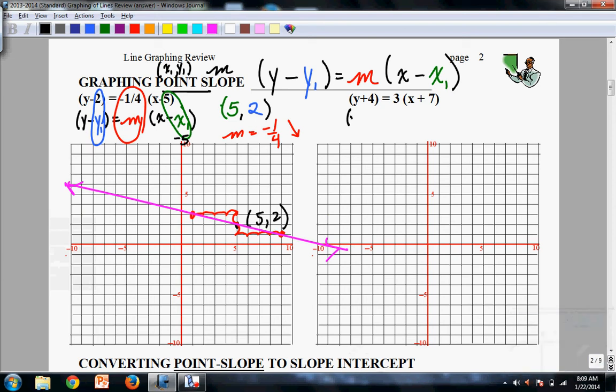So you should have had: I'm going to do the y minus equals and x minus. And our y1, if we swap the sign, that means our original had to be -4. And our x1, okay, a sign swap, that means our x1 had to be -7. How many got that right? Excellent. And then your slope is right here.